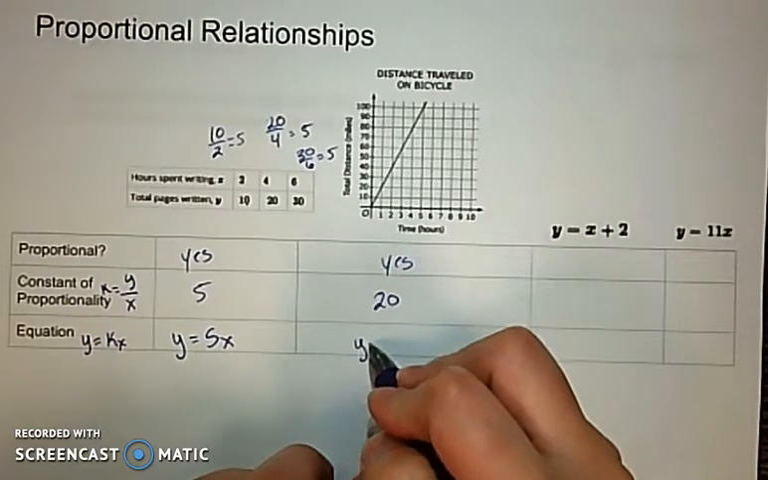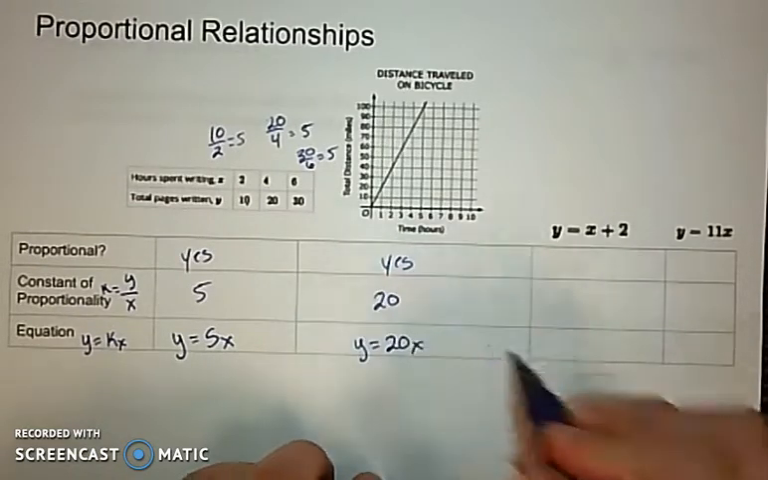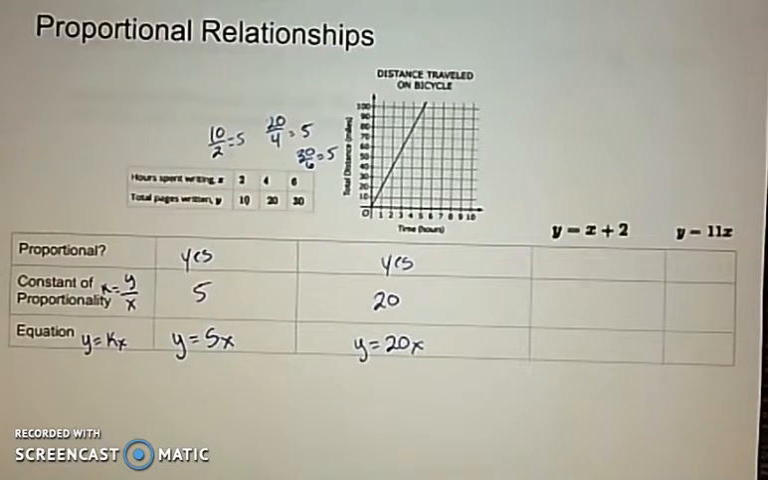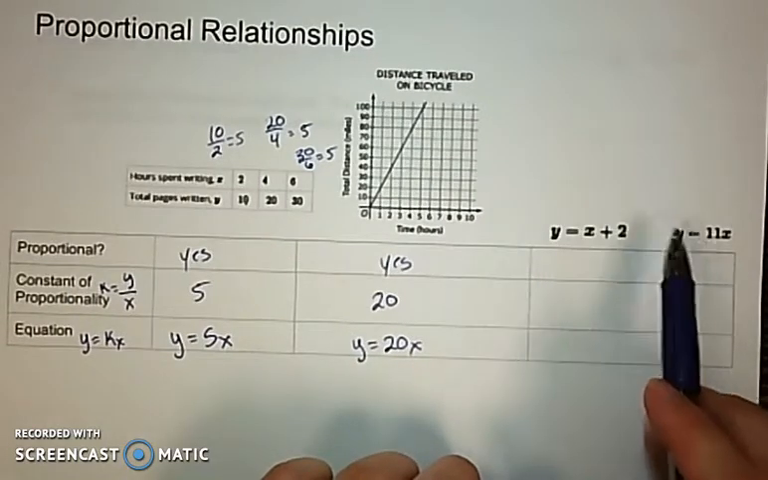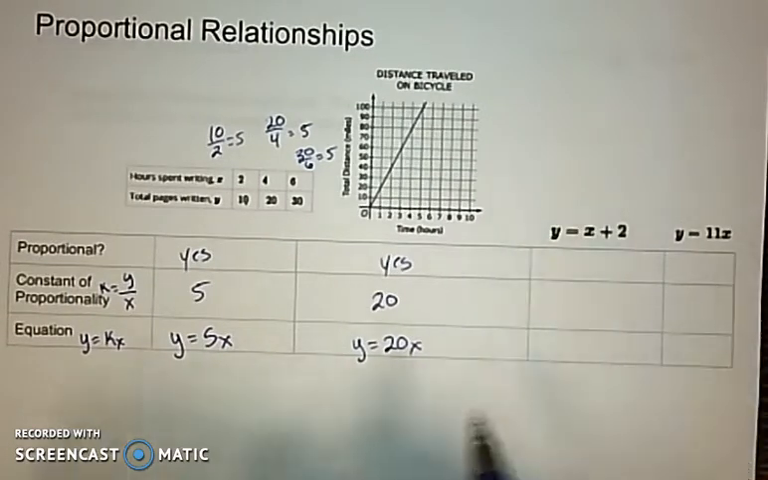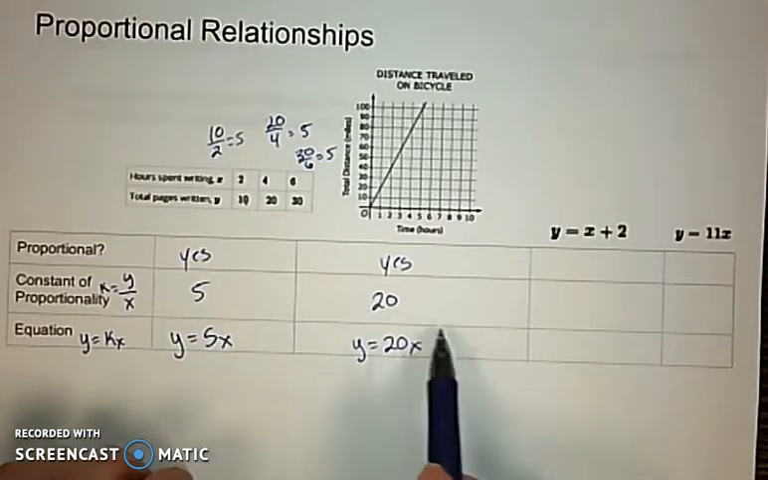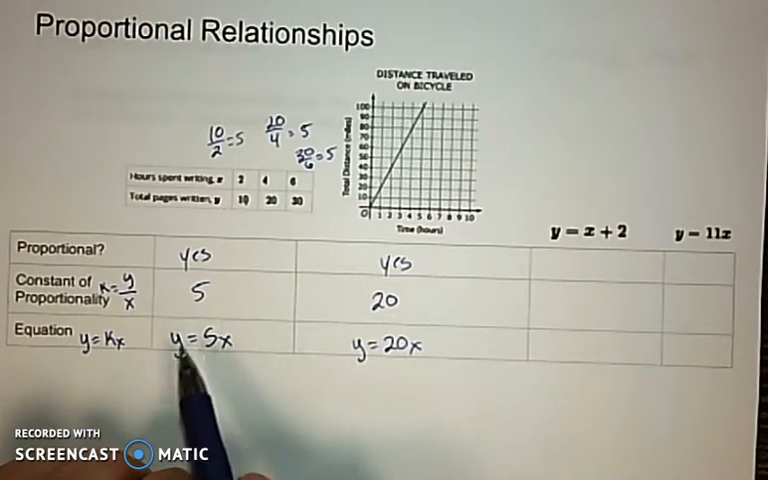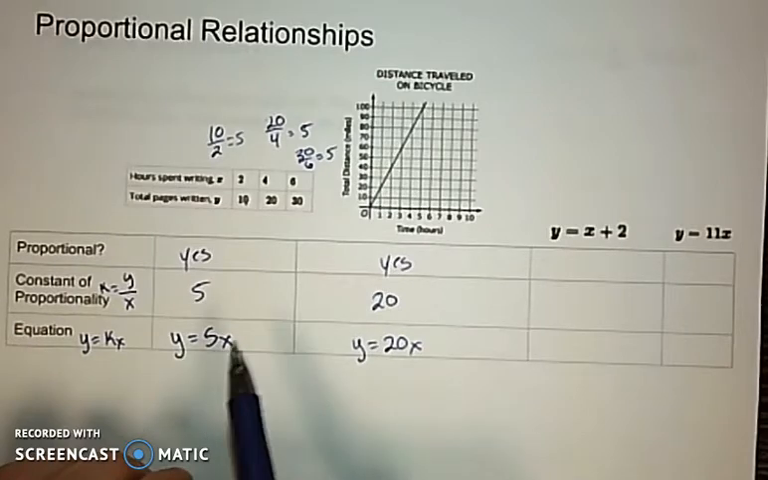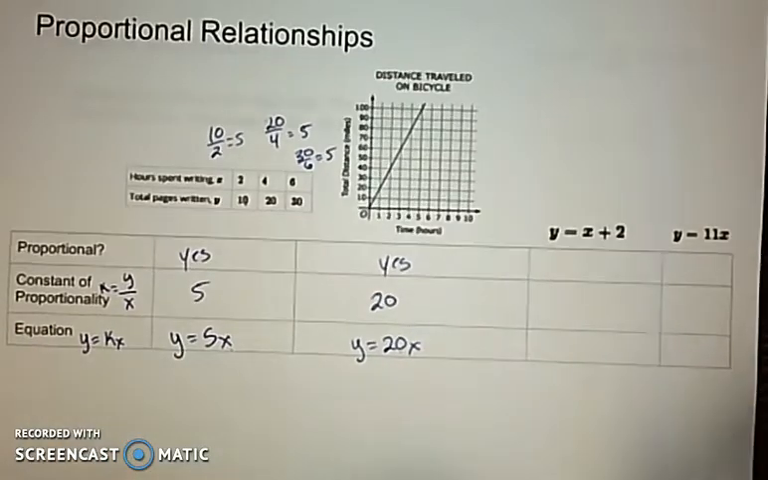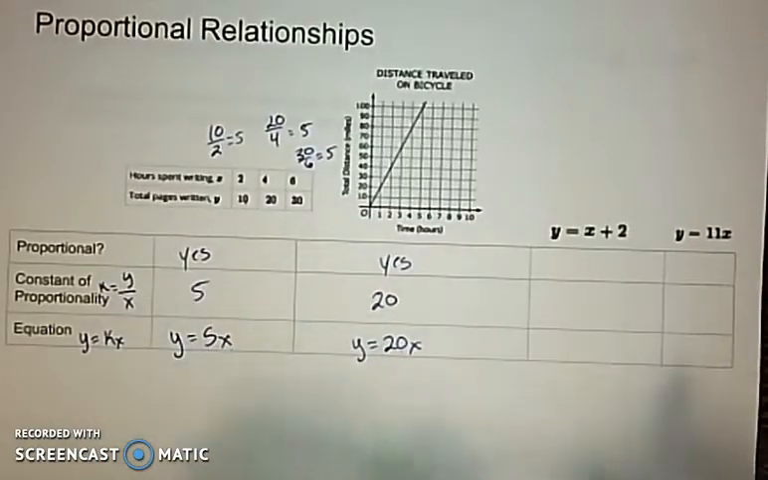And so our equation would be y equals 20x. Okay, now from an equation, we have two options here. Now, if you look at these, we don't have anything being added or subtracted to each of these. We just have y equals some number times x for both. That's how you can tell if it's proportional, because both of these were also proportional.